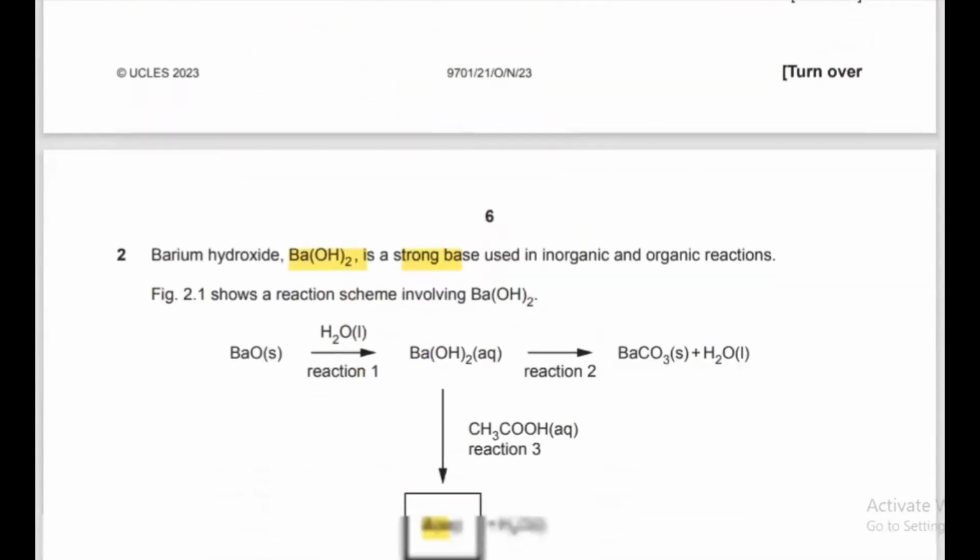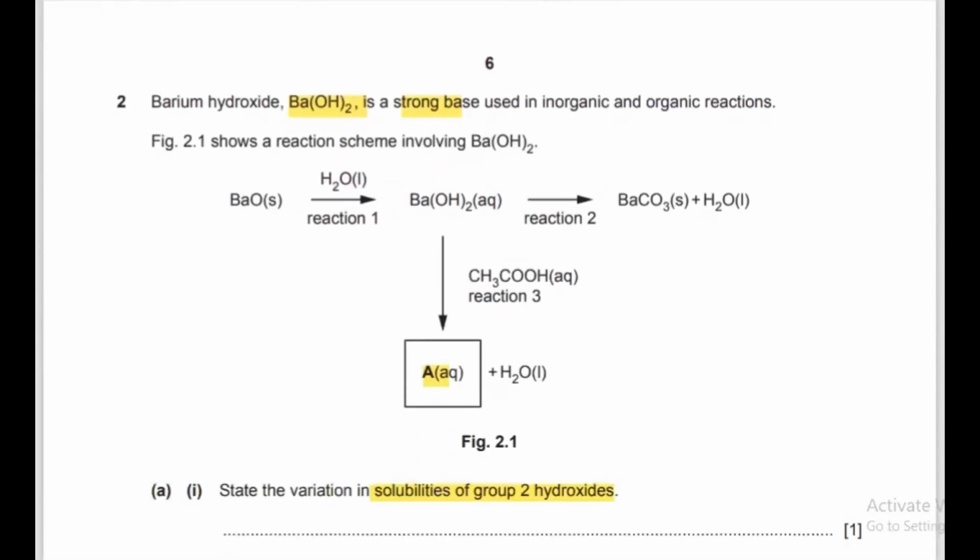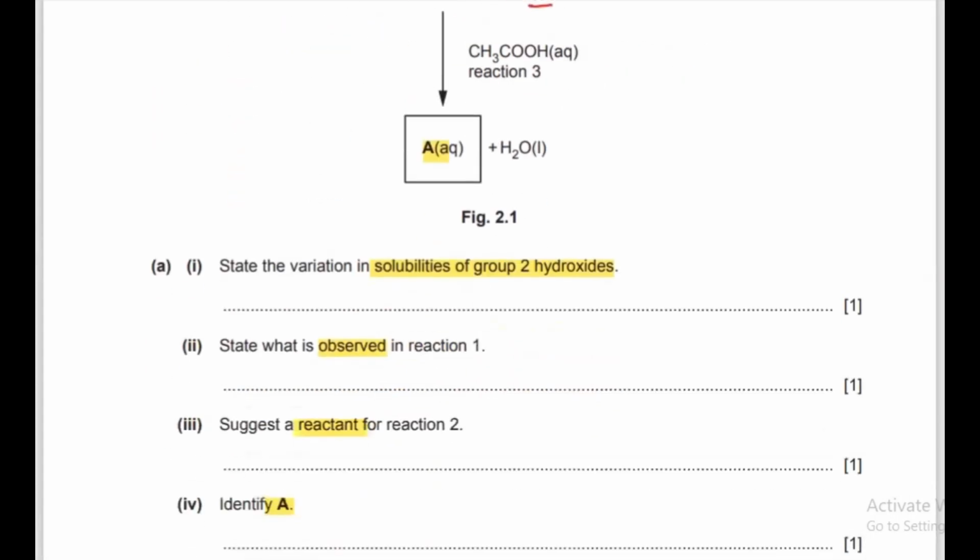Now look at the next part. This is another question. This is the reaction between barium oxide and water. We'll get barium hydroxide, and then in reaction to barium carbonate plus water, then this is the reaction of base with acid to form A plus water. So let's start from this part. State the variation in the solubility of group 2 hydroxide. The group 2 hydroxide solubility increases down the group.